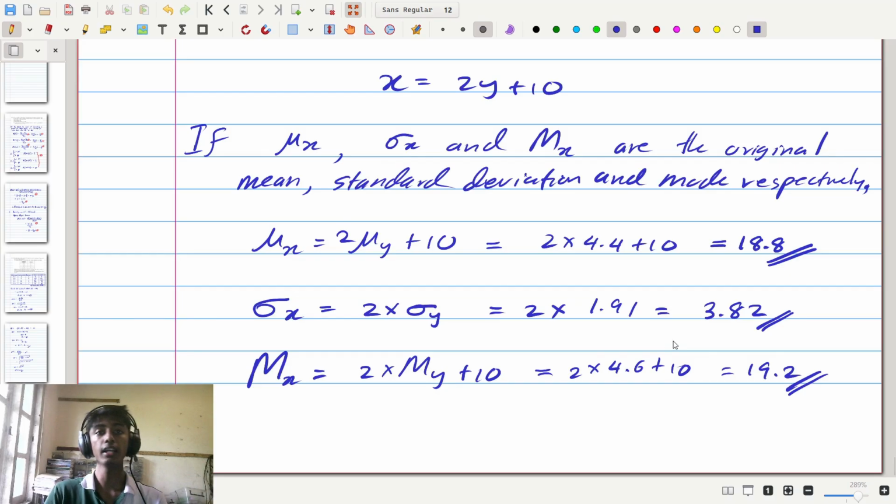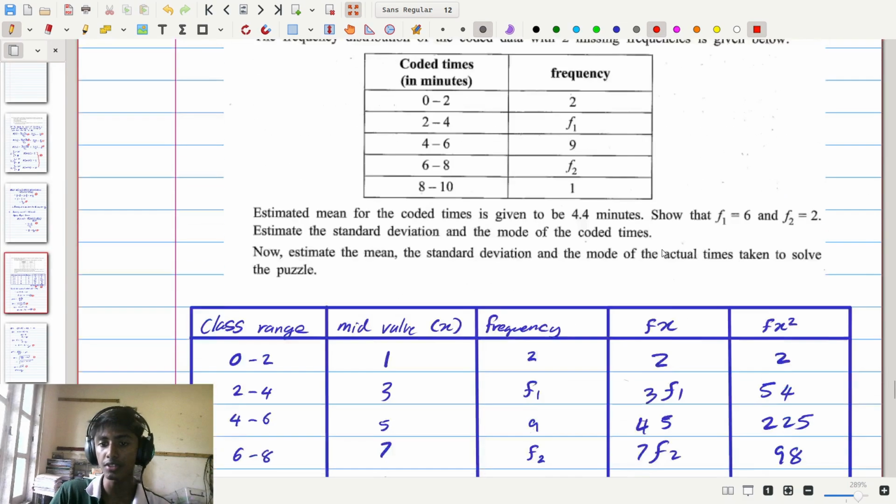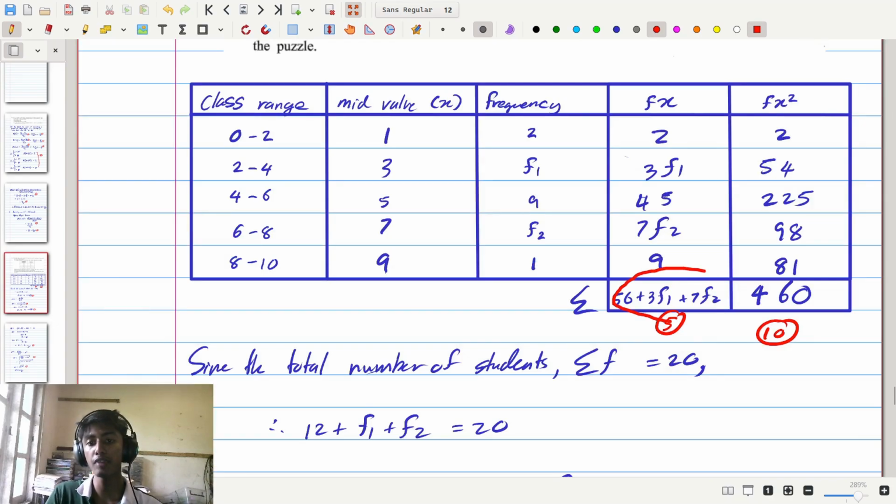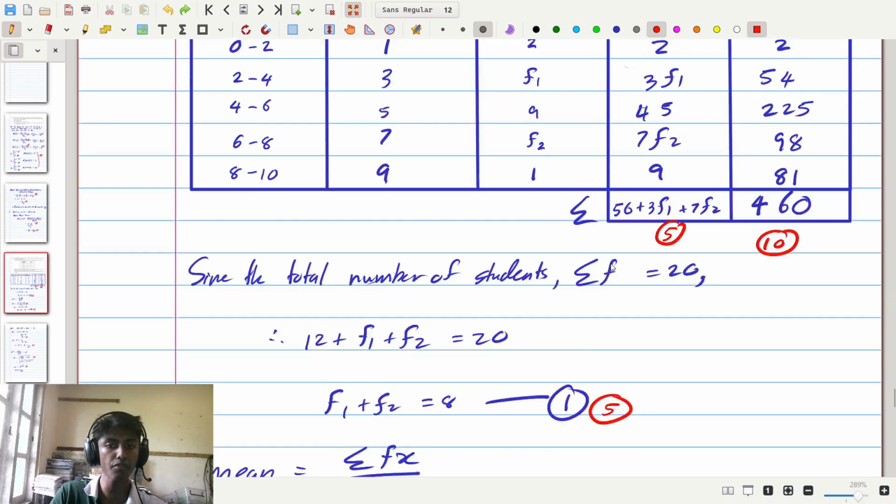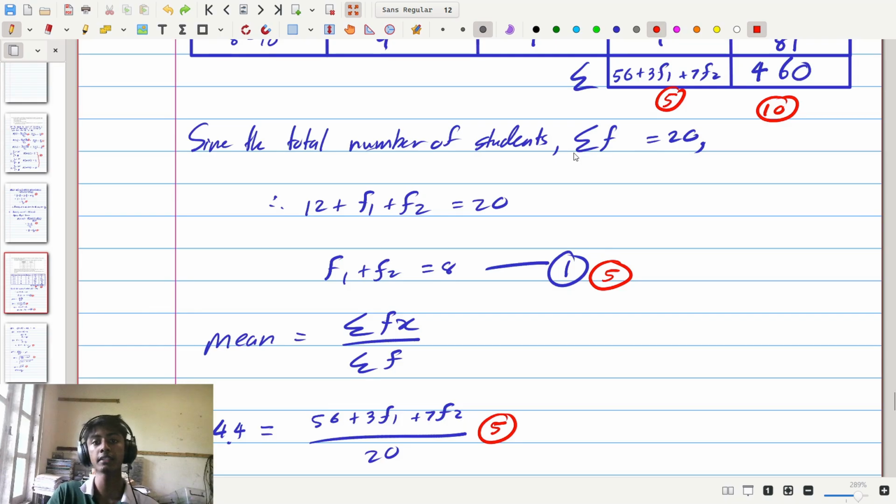Now finally, let's go up and discuss the marks awarded for this question. So at the start of the question, when you fill in the table, filling in this bit right here gets you 5 marks, and filling this bit later gets you another 10 marks. So getting 460 here gets you 10 marks, and getting 56 plus 3f1 plus 7f2 here gets you 5 marks. Now after that, when you take the fact that the total number of students is equal to 20 and write 12 plus f1 plus f2 equals 20 to get f1 plus f2 equals 8, you get 5 marks for that.